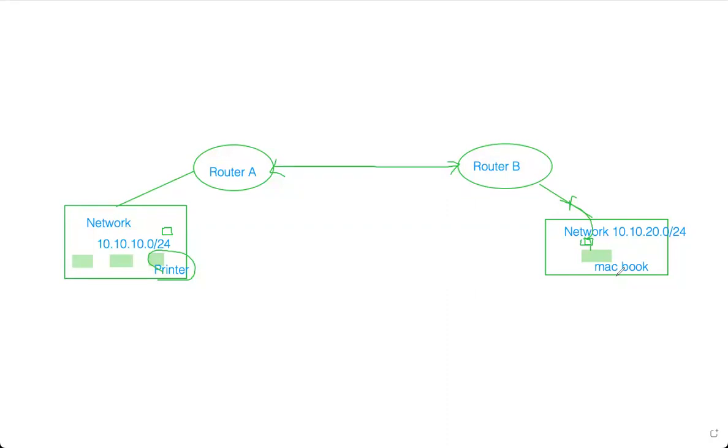If they are in the same network, we could simply put a switch between them, and then they should be able to communicate. But because these are in two different networks, they cannot communicate directly. So that's why we need a router. That part is clear.